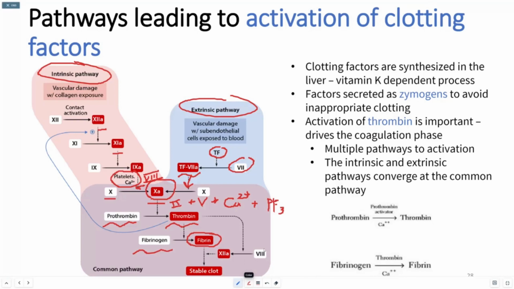Notice that factor number 8 can also directly activate factor number 12. And once 12 is activated, this will stabilize creation of a stable clot. Just remember, prothrombin is going to require prothrombin activator and calcium to become thrombin, and fibrinogen requires thrombin with calcium to make fibrin. So calcium is very important in this whole pathway.